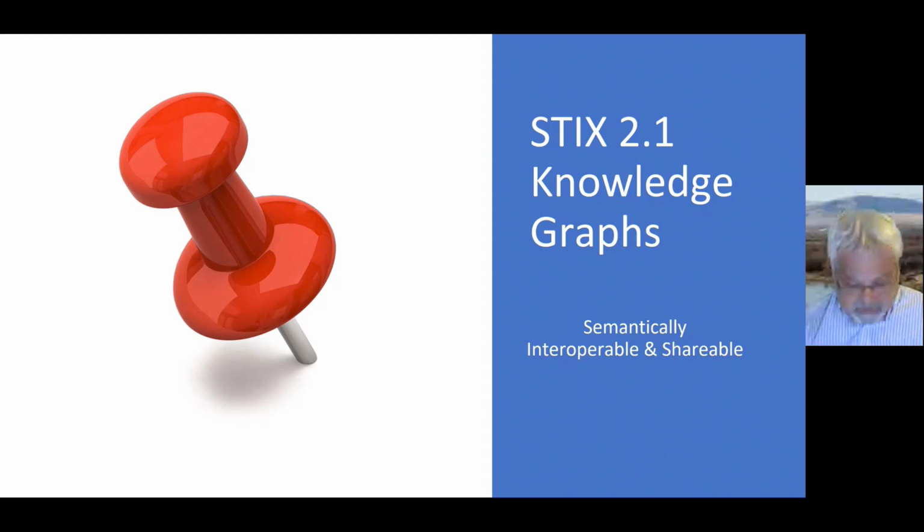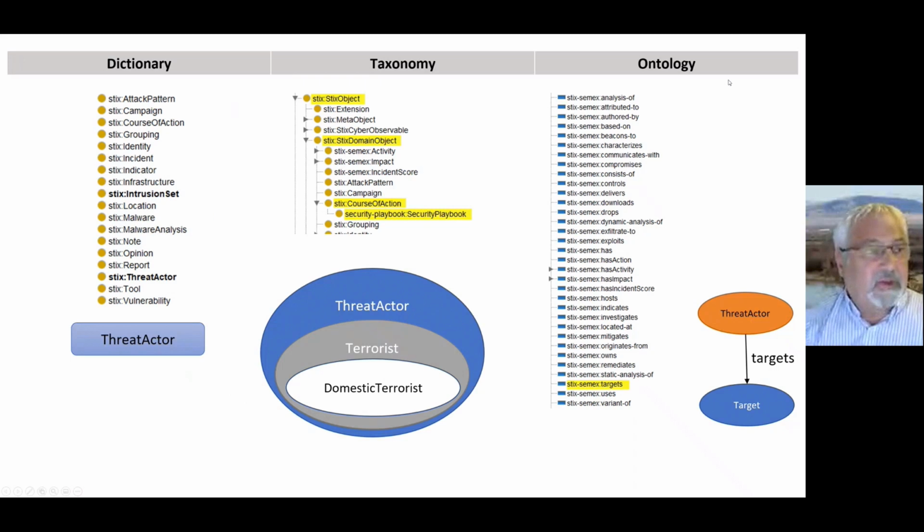Semantically interoperable and shareable. The STIX 2.1 specification gives us a marvelous, well-defined dictionary of terms in our domain. What is an attack pattern? What's a campaign? What are all these things in our domain?